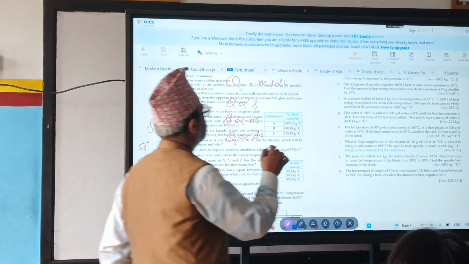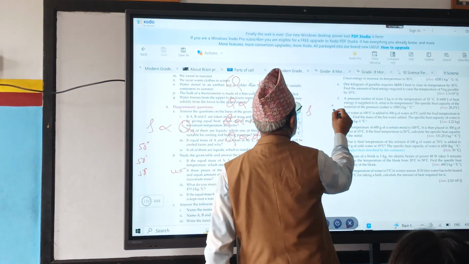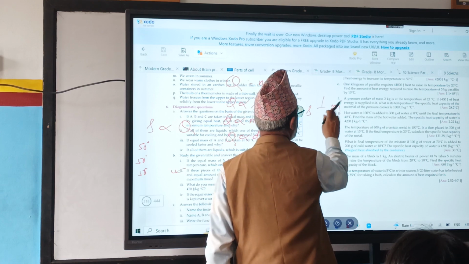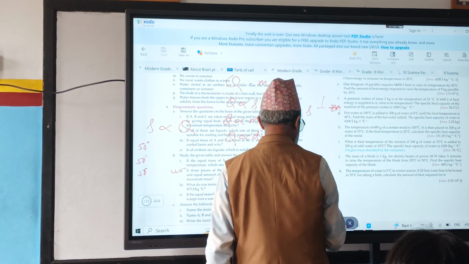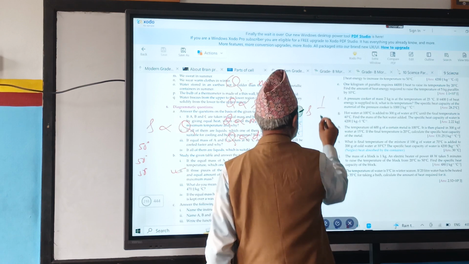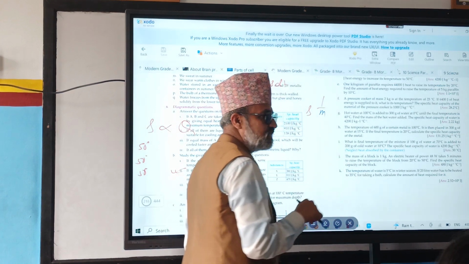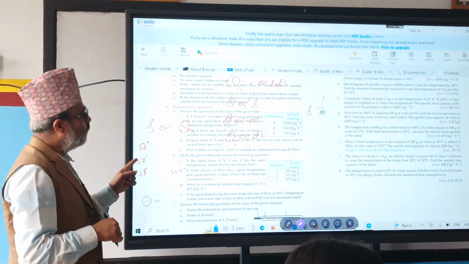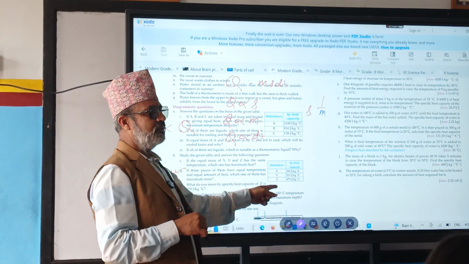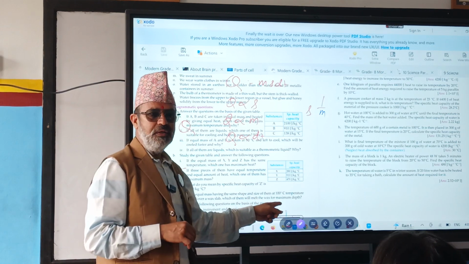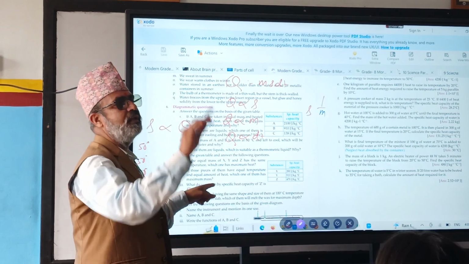And mass? What is the relation between S and M? Inversely proportional, right? Mass and specific capacity are inversely proportional. Means more mass, less specific capacity. So which has got least specific capacity? X. Means which has got maximum mass? X. Okay. So what should be the answer?